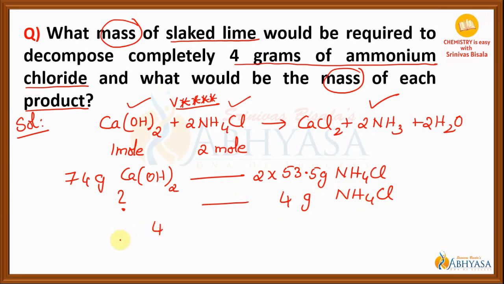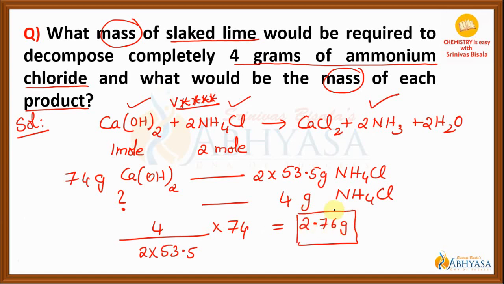This is 4 divided by 2 into 53.5 multiplied by 74. On solving this, you will be getting the value as 2.76 grams. This much quantity of calcium hydroxide reacts with 4 grams of ammonium chloride. So that is the first part of our question. Let's move further. Now we need to find out the mass of each and every product. For this, you can solve in terms of calcium hydroxide or by using the information of ammonium chloride. Let's solve this.